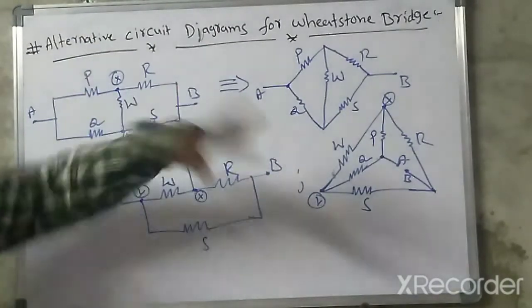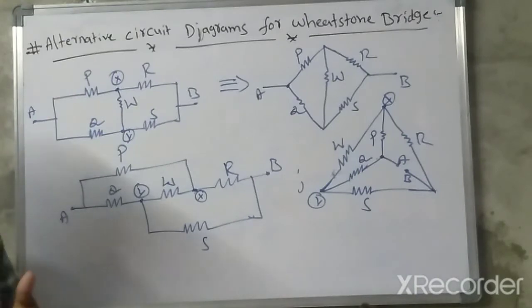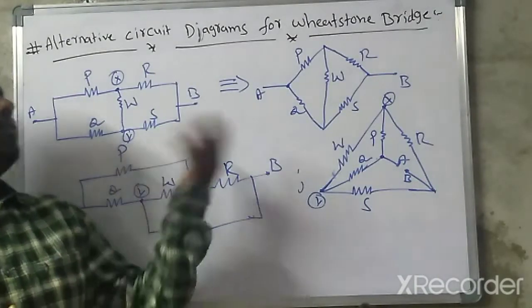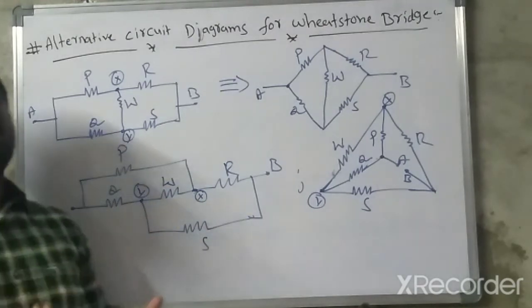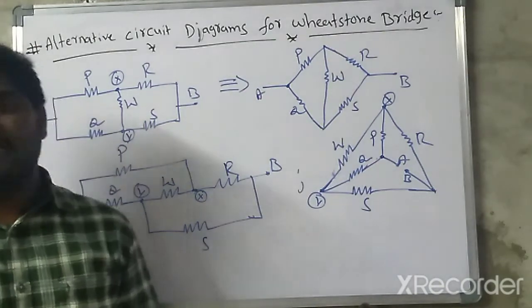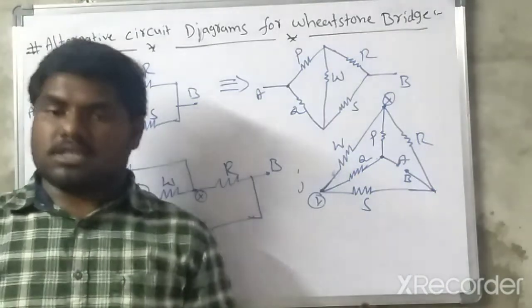So whatever the given circuit, you may convert it to a Wheatstone bridge. It means the bridge balanced case like this. After this it is easy to find. By using the bridge balance case, P by Q is equal to R by S.